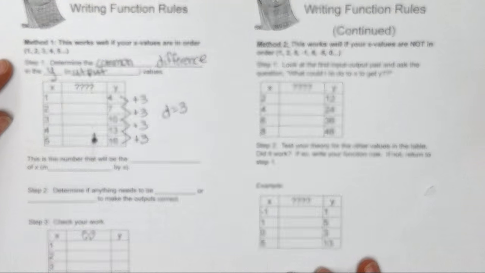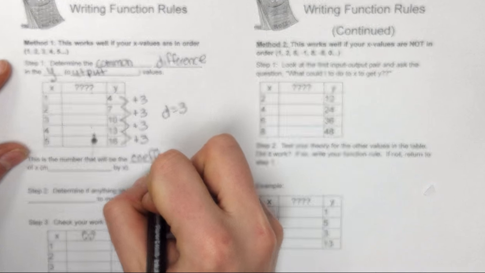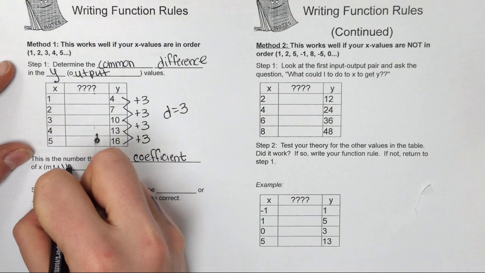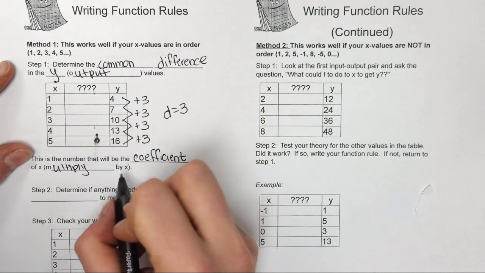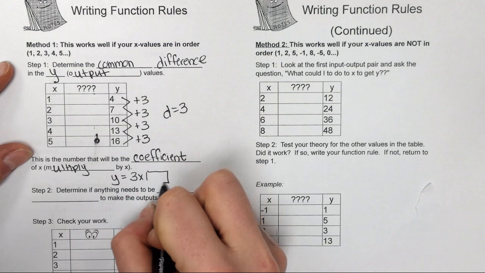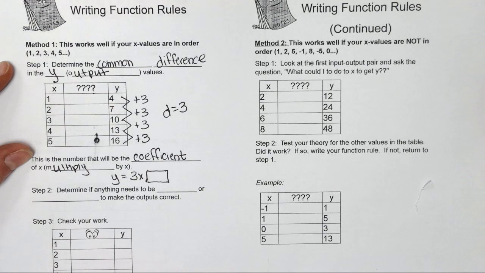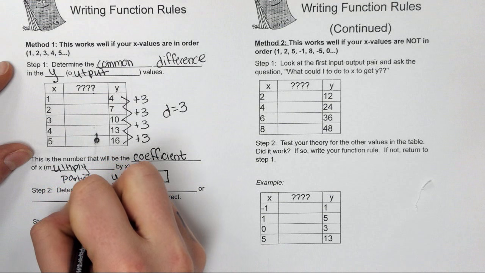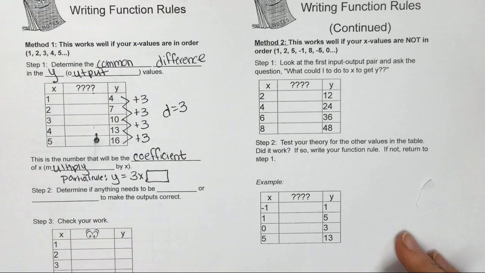This is a number that will be the coefficient of x. This is a number that we multiply by x. So we have a partial equation. Our partial rule will be y equals 3x, and then there may or may not be something else to go with it. So we will have to figure out what goes in that box there. So our partial rule is y equals 3x, and then it might be plus or minus something, we don't know.